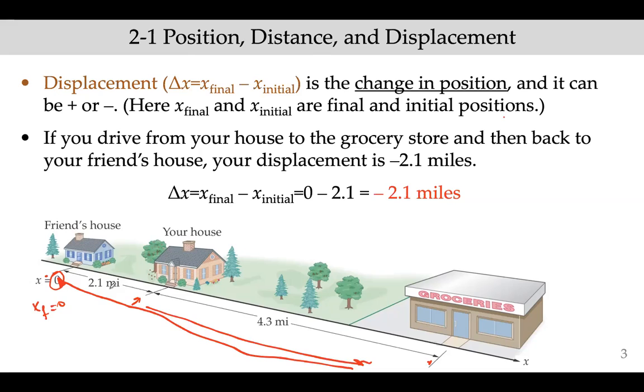What was the x initial? We're using the coordinate system that's given, where the origin is here, x equals 0, and your house's initial position is 2.1 miles. So if you do x final minus x initial, 0 minus 2.1, the displacement is negative 2.1 miles. As you notice, the concept of displacement is not interested in how much you traveled. It's only interested in the final position and the initial position. Well, the difference between them.